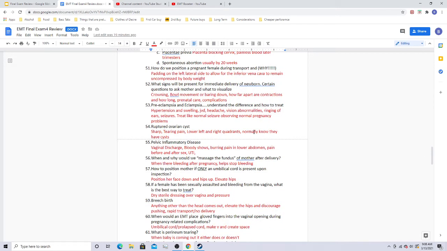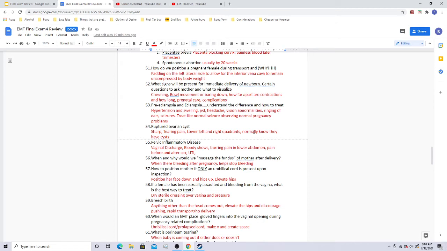How do we position a pregnant person during transport and why? So put them on the left lateral side to allow the inferior vena cava to remain uncompressed by the body weight. Because you have to remember that this person is carrying like 30 pounds plus on their body, and their vena cava can easily be squished and will prevent blood from getting to vital organs and being recirculated. So, very bad.